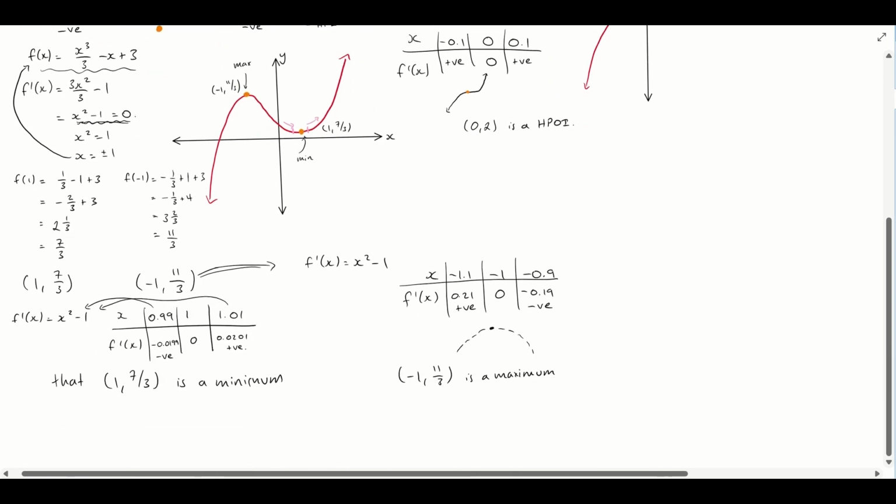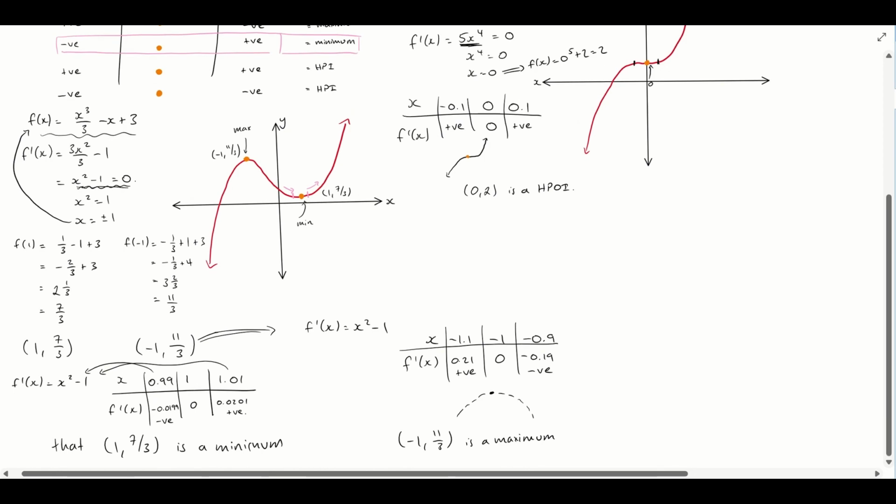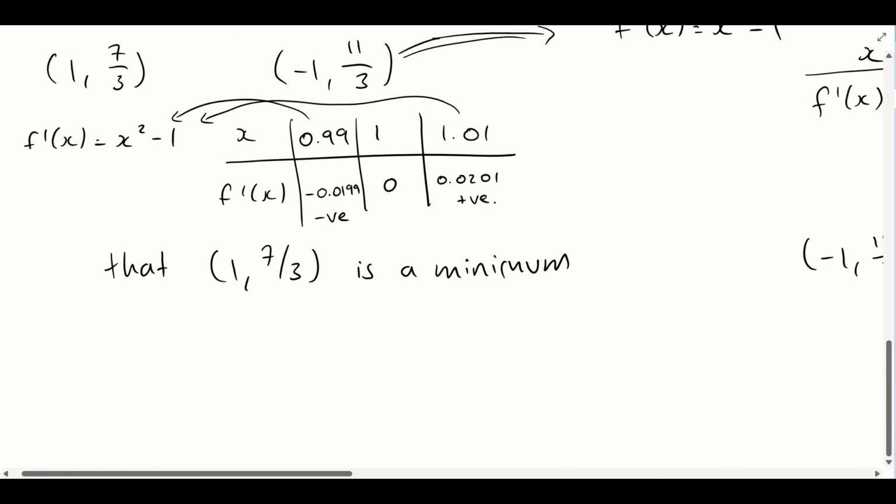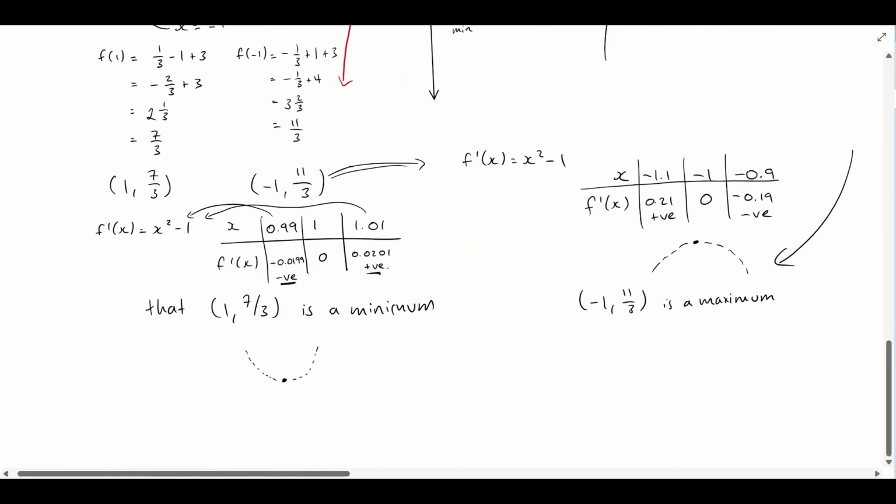Okay, I drew the little dotted lines here and here. The same goes down here, that we have a negative gradient on the left-hand side. So we're coming down, down, down to our critical point, and then we're coming positive up the other side. Positive, positive, positive. Okay, that forms our minimum.